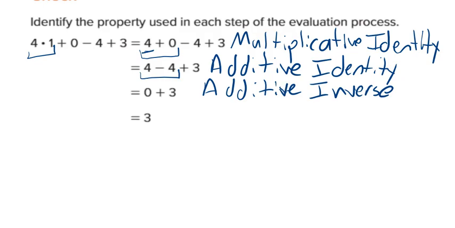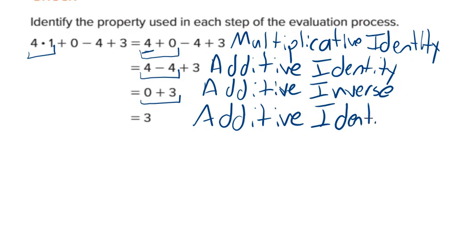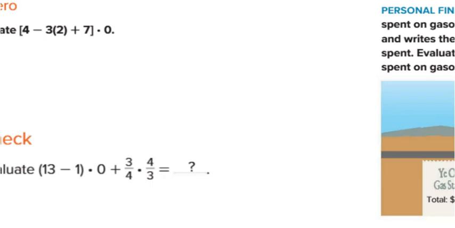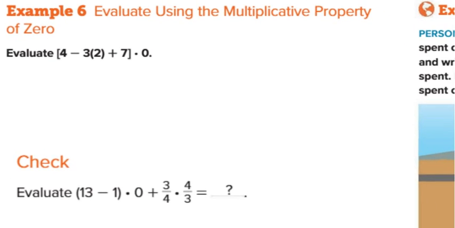Next, they did the 4 minus 4 to get 0. So that's additive inverse. Which got them 0 plus 3, so they're adding 0 again, which makes it go back to additive identity. So this example didn't have any multiplicative inverse because it didn't have us multiply by a reciprocal. So we'll go ahead to this next page.